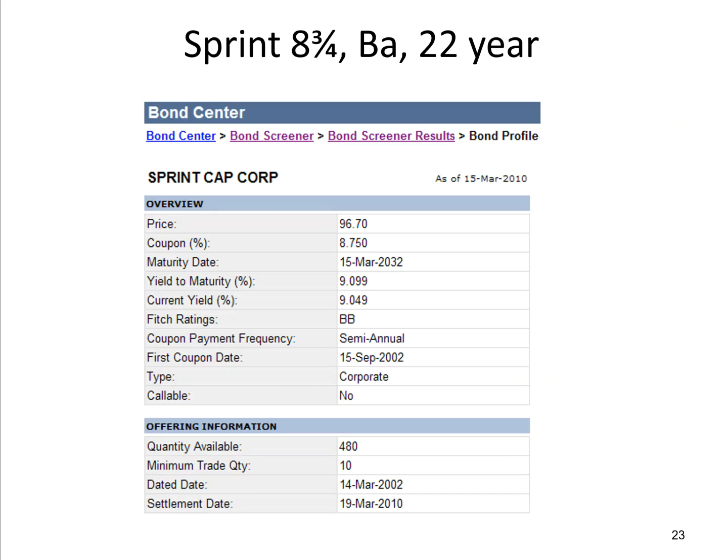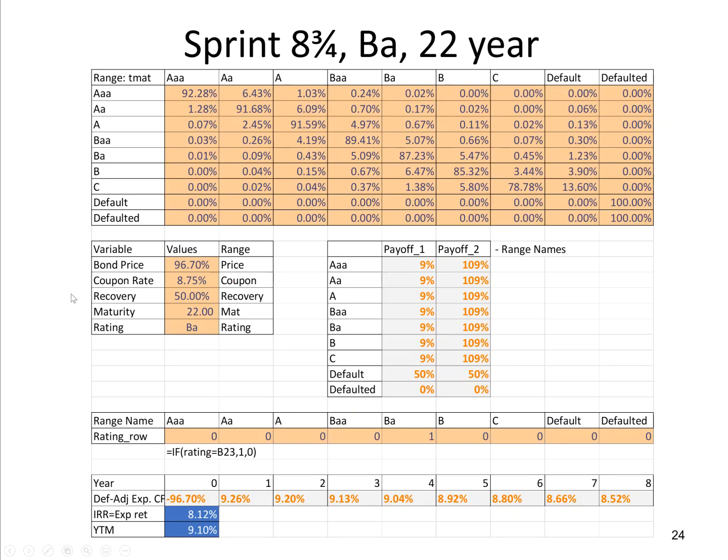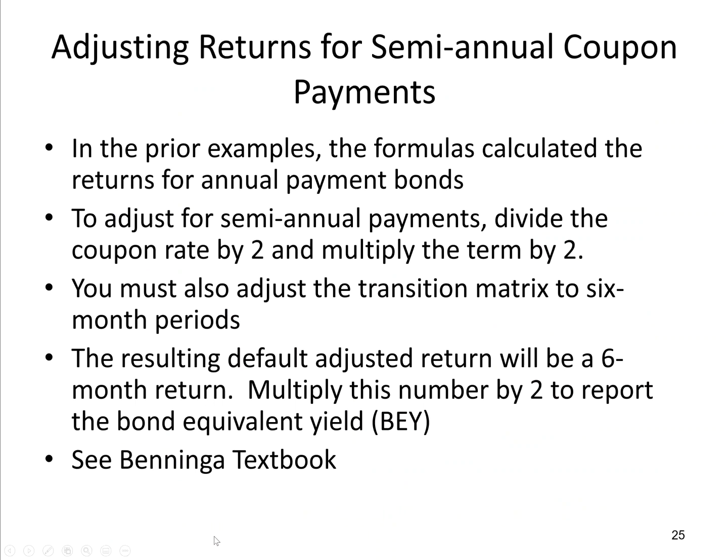And then I looked up a Sprint BA rated bond that had an 8 3/4% coupon and was a 22-year bond. It was selling for 96.70. I put in the 96.70, the coupon, and a recovery rate of 50%. Again, our long-term average was actually 40-some percent. Maturity 22 years. This bond had an 8% expected return and a YTM of 9.10%.